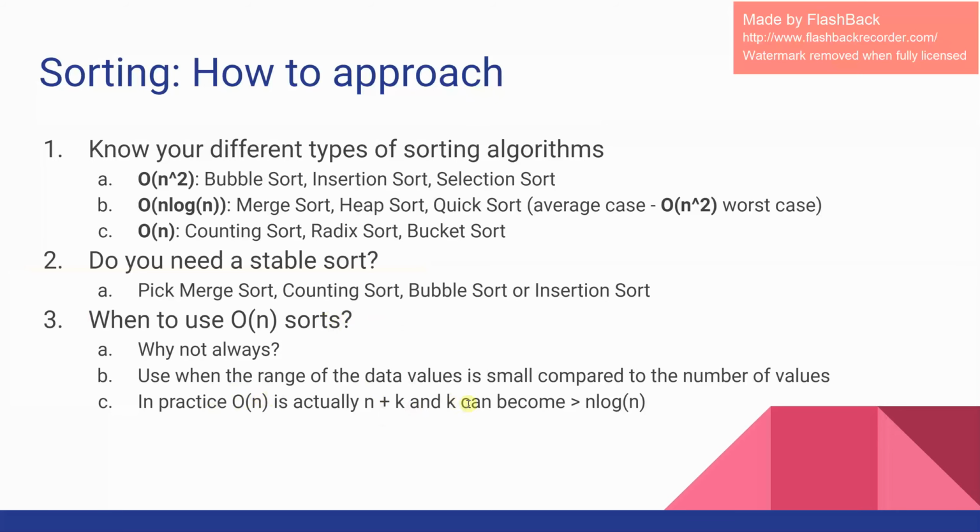If k is large, k can actually become greater than n log n, making this supposed O of n sort actually worse than O of n log n. Let's look at a quick example to understand how that can happen. If we, for example, had an array that was only of size 10 of integers, but the integers could be anywhere between a value of 0 and 1 million, our O of n sort is actually 10 plus a million, which is by far worse than what our comparison-based sorts could do. So you have to really be careful and know a lot of information about your data set to reliably use an O of n sort.